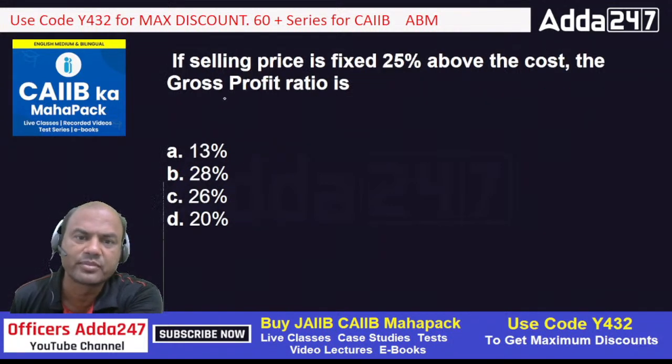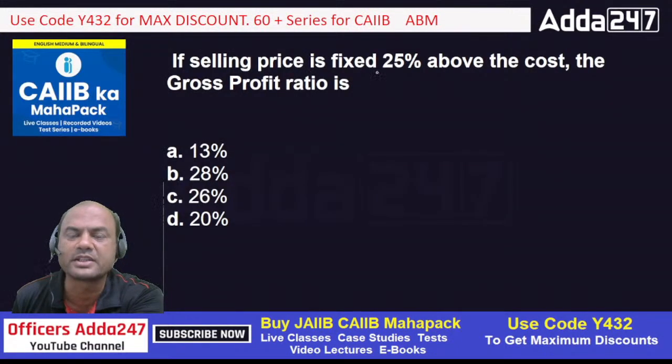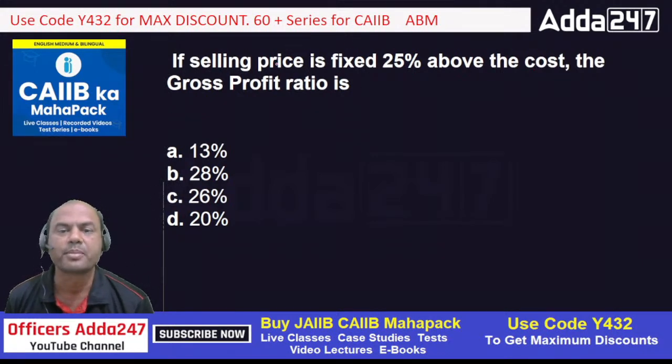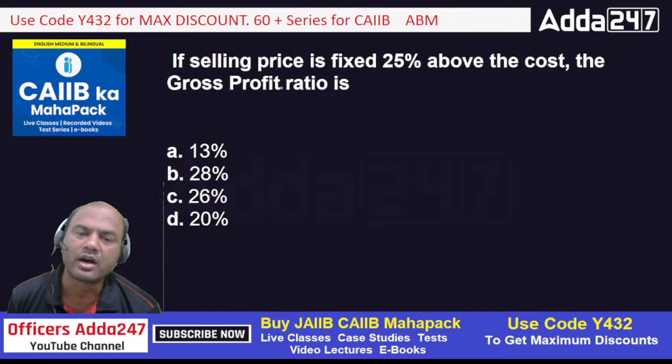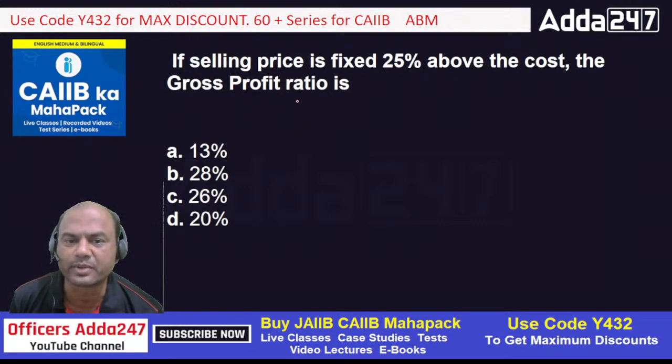Next. Okay. If the selling price is fixed at 25% above the cost, then the gross profit ratio is, okay, if the selling price is fixed 25% above the cost, then the gross profit ratio, now this is what? This is a logical question. So what is it given? Okay. How do we decide a selling price? Anytime. Cost price plus profit, right? That is equal to selling price.